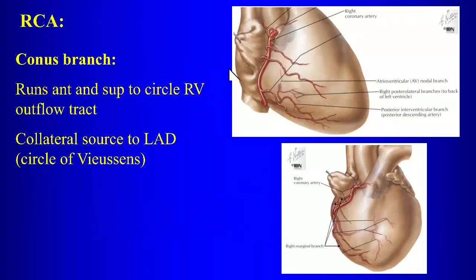Right. Okay, so going through the anatomy, the right coronary artery travels in the right atrioventricular groove, and then we have the conus branch that goes anteriorly here towards the outflow tract. So that can be a collateral to the LAD. Remember, the LAD runs in the anterior interventricular groove, so it's headed towards the LAD. And then that collateral pathway has a name. It's called the circle of Vincennes.